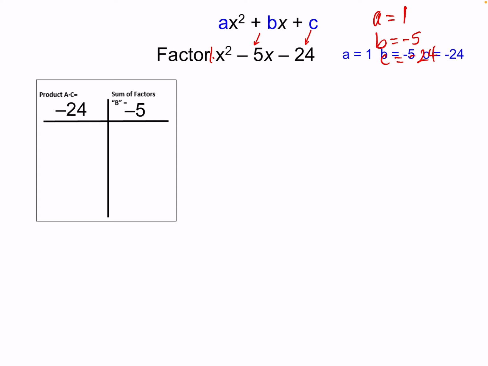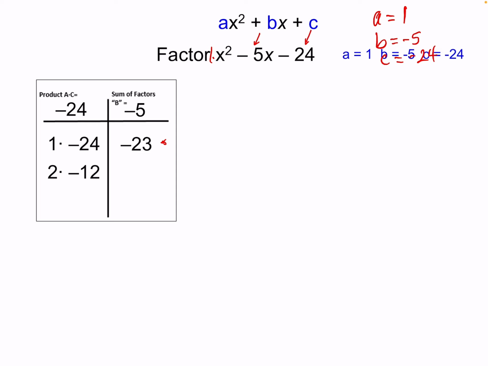All right, so I'm looking for two numbers that multiply together to give me -24 and at the same time add up to -5. So if I multiply 1 times -24, I get -24. If I add those two numbers together, I get -23. Well, the sign on this one right here is correct. So the bigger of the two factors has to have the negative sign. So let's try this one.